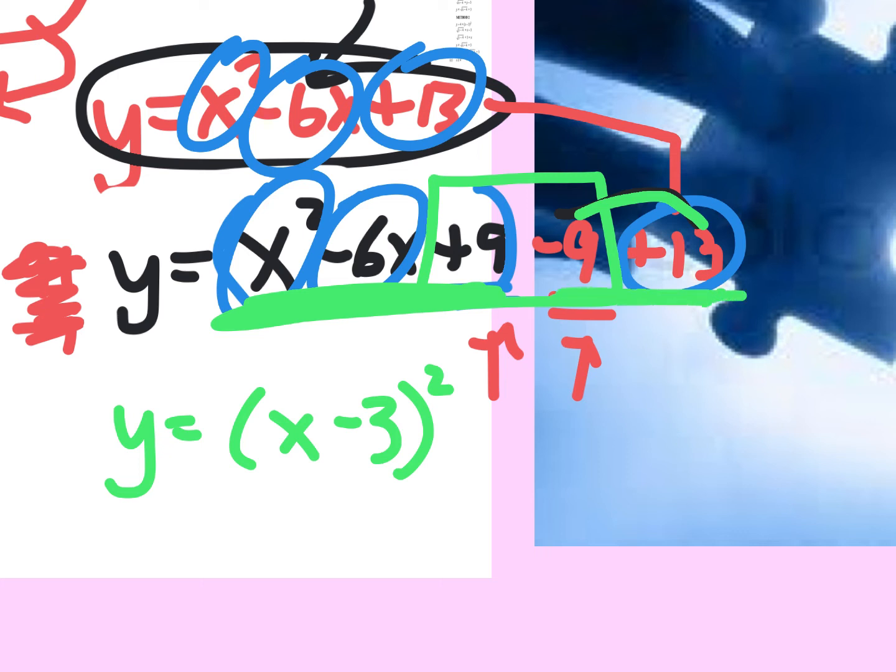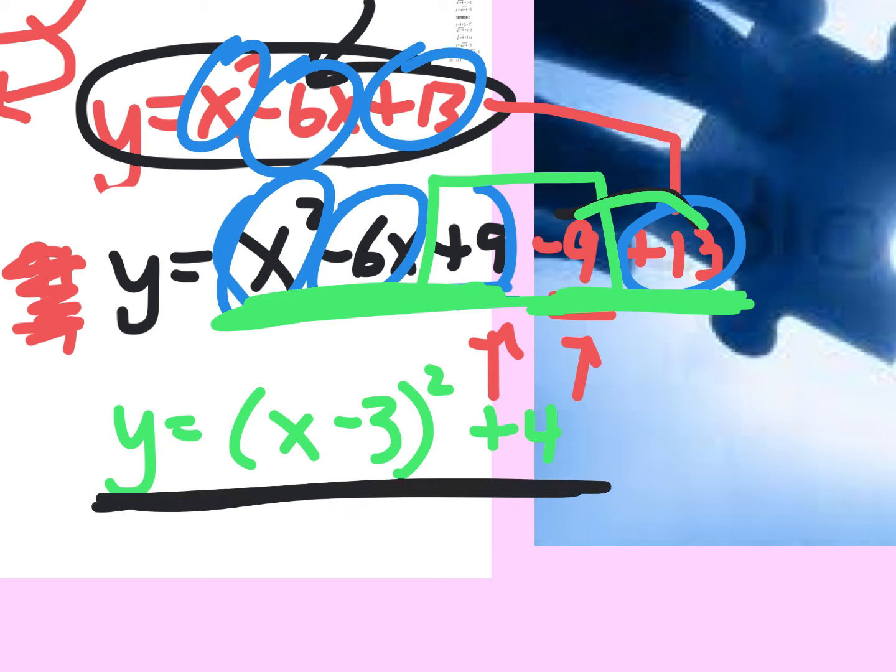What do negative 9 and 13 make? Plus 4. So there. Why is this any better than it was in the first place? Because it's in vertex form, which means the vertex of the parabola is 3 comma negative 4. So much algebra, remember, in this class. 3, 4.